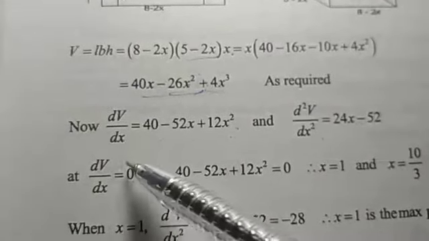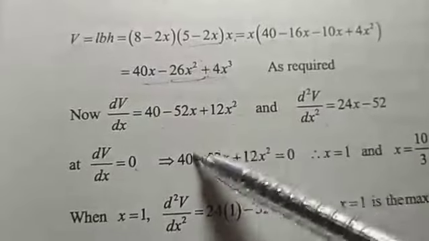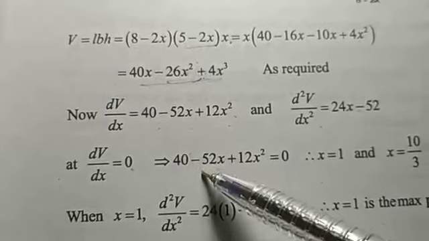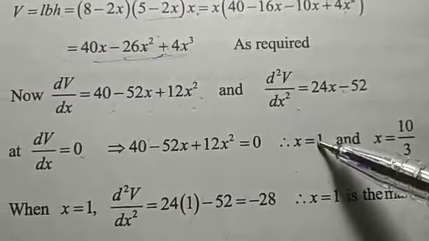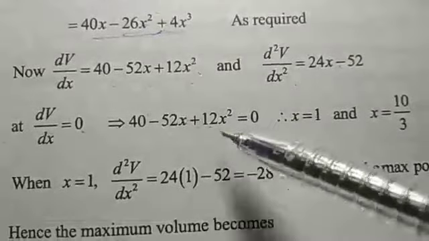Now, what's the next thing? To find the stationary point, we equate this to 0. That is what we have here. And when we use the quadratic equation, we got s is equal to 1 or s is equal to 10 over 3. Solving this quadratic equation.